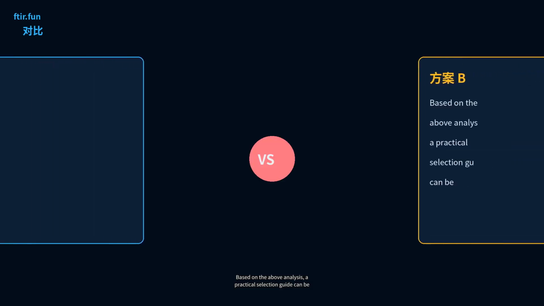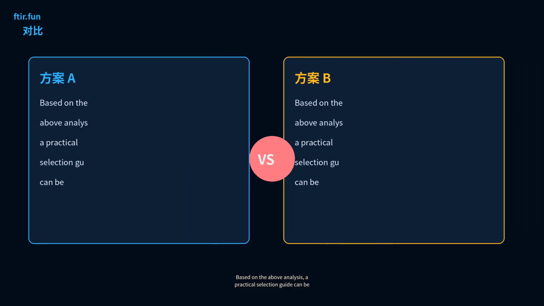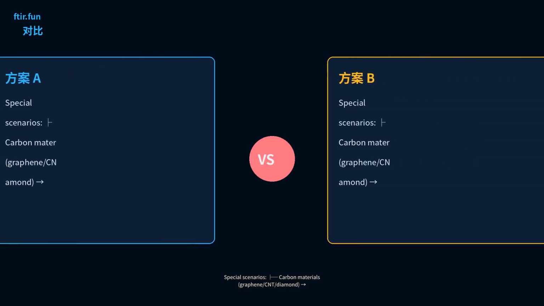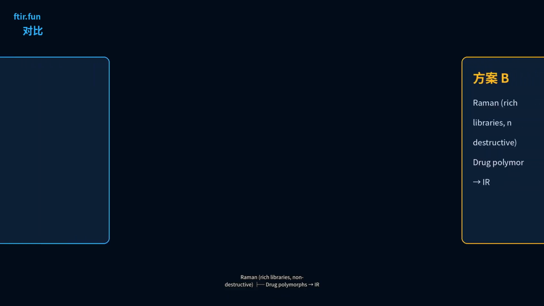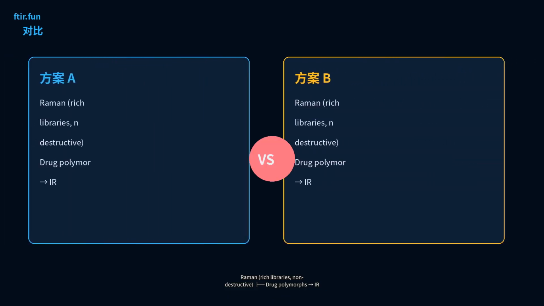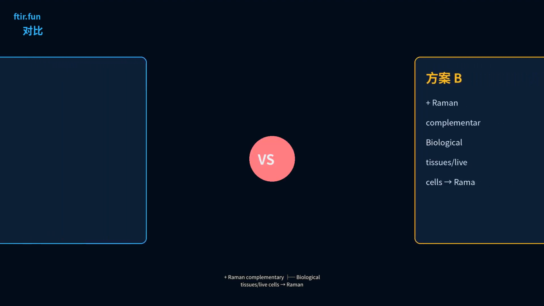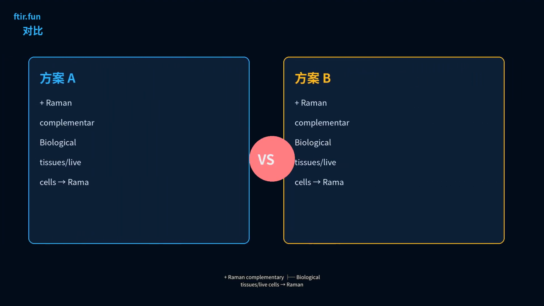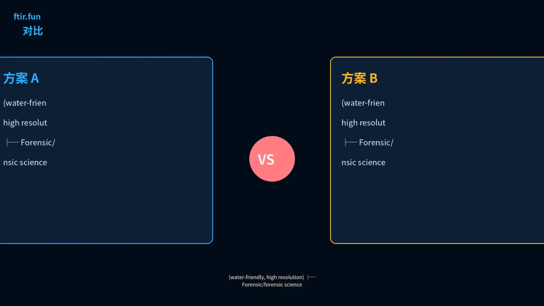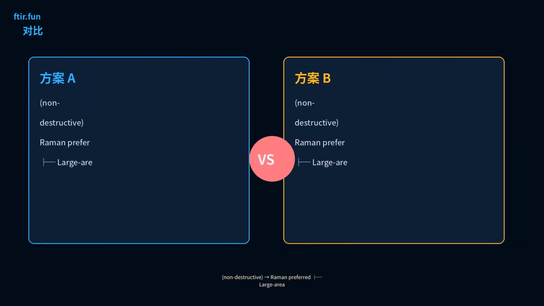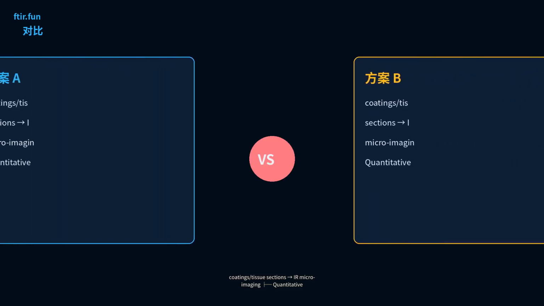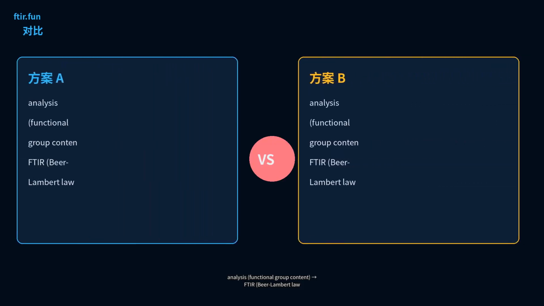Based on the above analysis, a practical selection guide can be given. Special scenarios: carbon materials, graphene, CNT, diamond, Raman exclusive advantage. Organic pigments, minerals, Raman has rich libraries. Non-destructive drug polymorphs, IR and Raman complementary. Biological tissues, live cells, Raman, water-friendly, high-resolution. Forensic science, non-destructive, Raman preferred. Large area, coatings, tissue sections, IR microimaging.